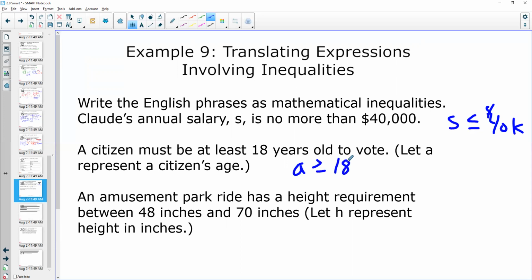An amusement park ride has a height requirement between 48 and 70 inches. H is the height, so it says between. Between usually means included, because if you're 48 inches, you can go on the ride, right? So it's between those two values.